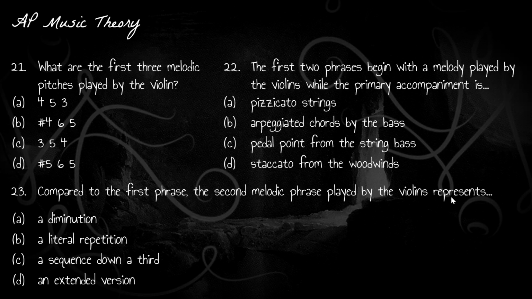22. The first 2 phrases begin with a melody played by the violins while the primary accompaniment is A. Pizzicato string, B. Arpeggiated chords by the brass, C. Pedal points from the string bass, or D. Staccato from the woodwinds. And 23. Compared to the first phrase, the second melodic phrase played by the violins represent A. A diminution, B. A literal repetition, C. A sequence down a third, or D. An extended version. Let's listen.